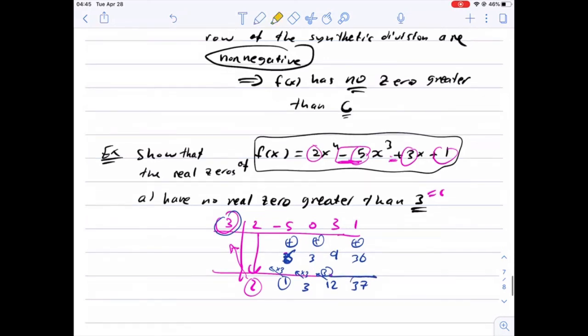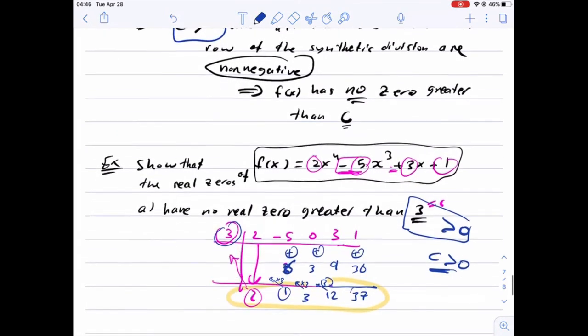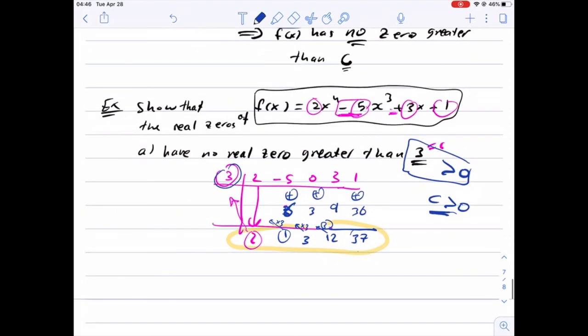Now if we look at the numbers in the last row, they are all non-negative, and c is greater than 0. That means this case applies, and all numbers are non-negative. So we can say that there is no zero greater than 3.